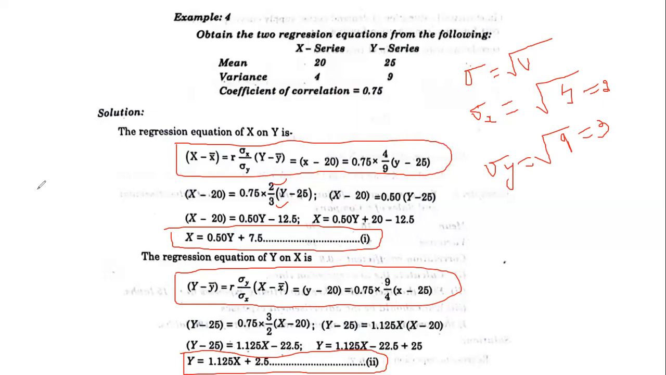So this method is actually called the standard deviation method. Standard deviation with correlation coefficient method. So first one is least square method. Second one is actual mean method or arithmetic mean method. The third one is the deviation taken from the assumed mean. And the fourth one is the standard deviation with correlation coefficient values method.